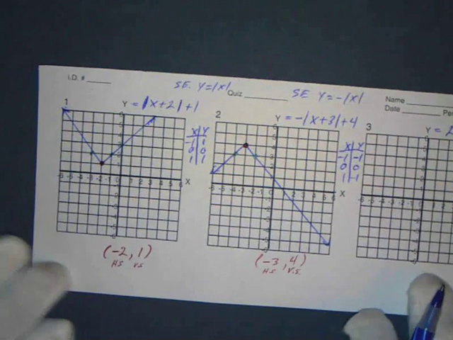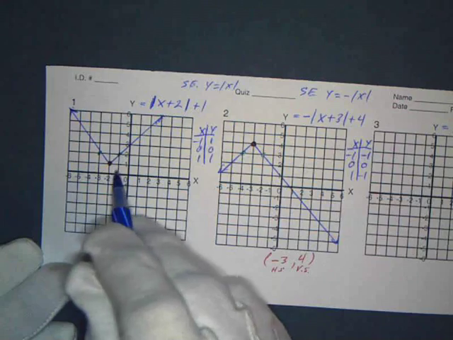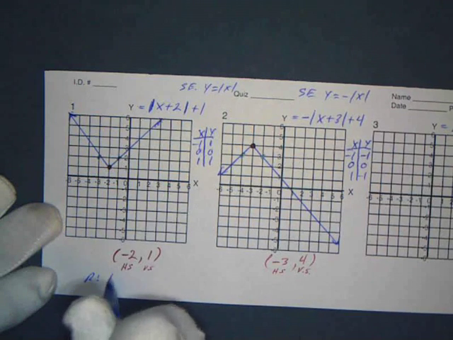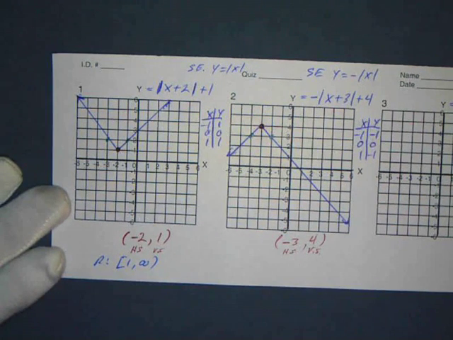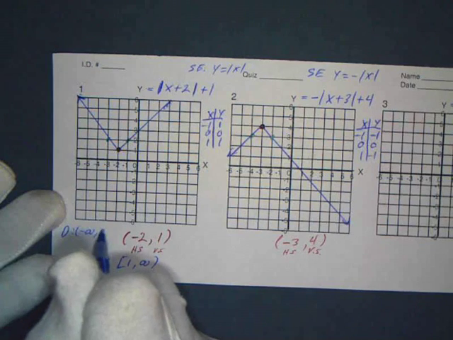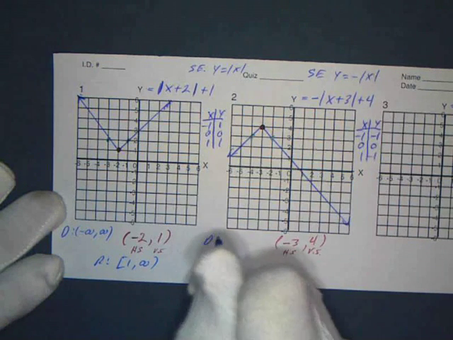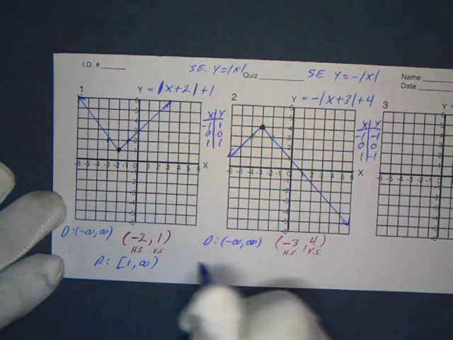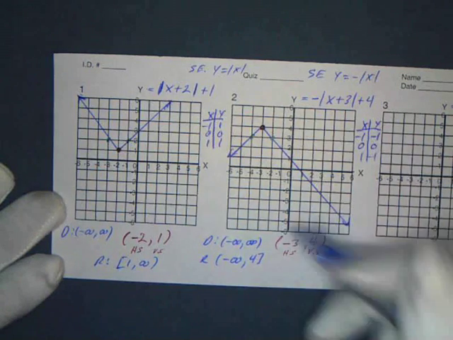Now we could talk about domain and range. The domain will be all real numbers because they're going left to right forever, but the range is going to be from where I start with my value, so my range would be the interval going from 1, including 1, up to infinity. So that's your range. Your domain is all real numbers, negative infinity to positive infinity. And then over here, the domain again is negative infinity to positive infinity, but the range is going from negative infinity up to and including 4. So there you can see that.